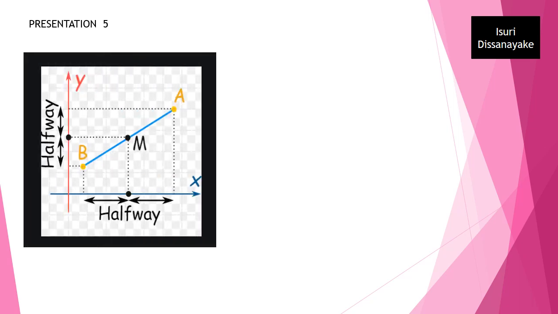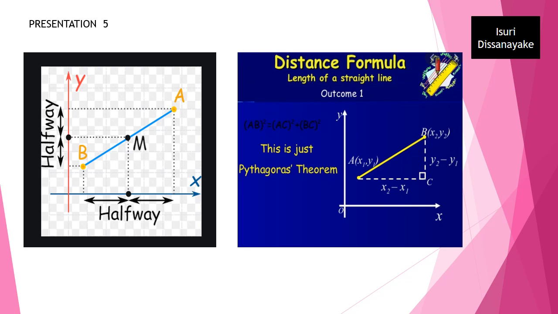Presentation 5. This is the continuation of the straight line graphs. And in this presentation, we'll be learning about the midpoint of a straight line. We can call it the midway of a straight line or else the halfway of a straight line. And also the distance between 2 points, the length of a particular straight line. So let's start with an example.